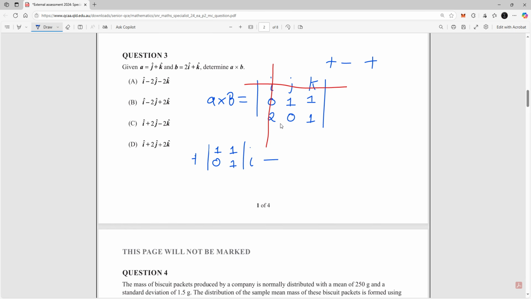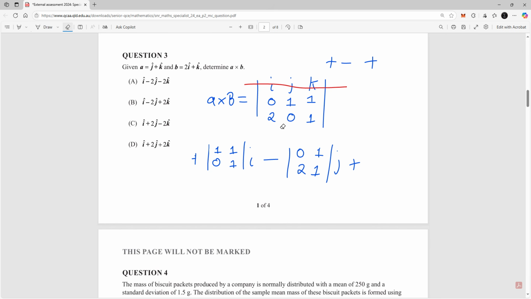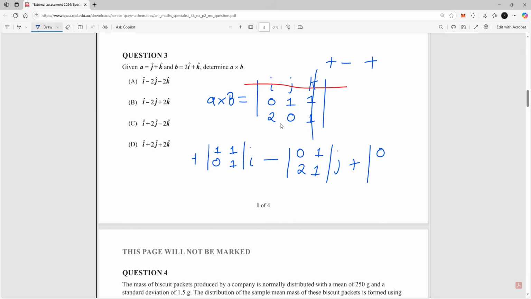Then it's going to go minus. Then you cross out this row here, so that's your next matrix, 0, 1, 2, 1, and that's going to be your j component. And then plus, because it goes plus, minus, plus, this matrix here, the 0, 1, 2, 0, k.